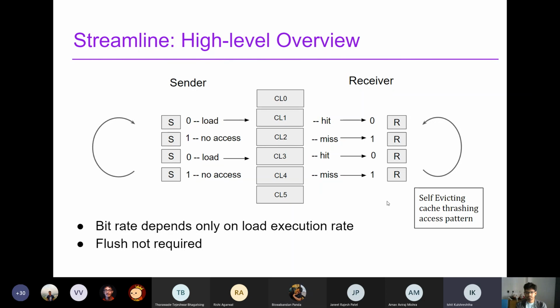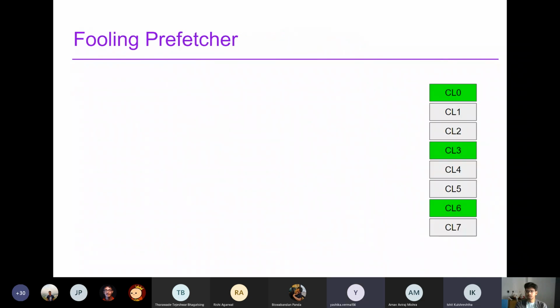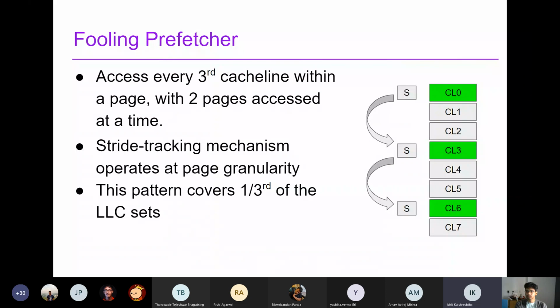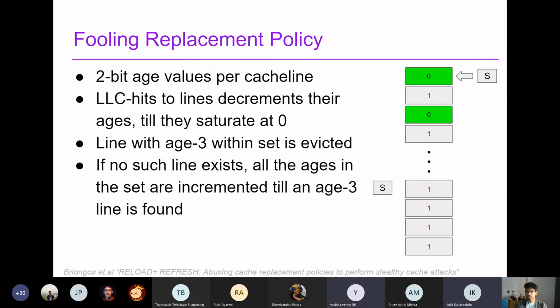Okay, what else? I have one question. Yeah, go on. This is regarding the replacement policy. Which replacement policies did they try to fool? The one that Intel uses. So did they reverse engineer it? Yeah, they cited a paper that reverse engineered the Intel replacement policy, the reload refresh attack paper. Yes. Oh, okay, I get it. They have mentioned the aging replacement policy, which correlates with the RRIP policy. Yes.